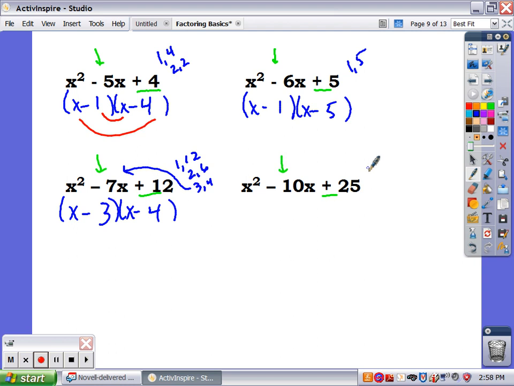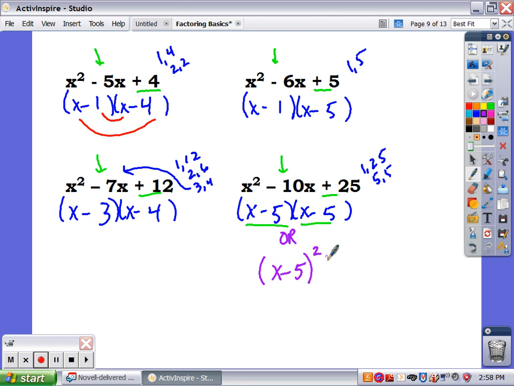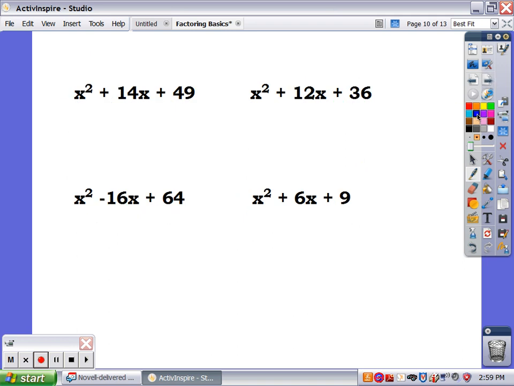Next problem has a special pattern. We're going to look more at ones like these. If I'm asking myself, do I want 1 and 25 or 5 and 5? Think about how we're going to get that minus 10 in the middle. You're right, it's 5 and 5. And do you notice anything special about those? They're the same. There's a second way that you can write that. You can write it as the quantity x minus 5 squared. And that's a special family of problems we're going to look at next. They're called perfect square trinomials.